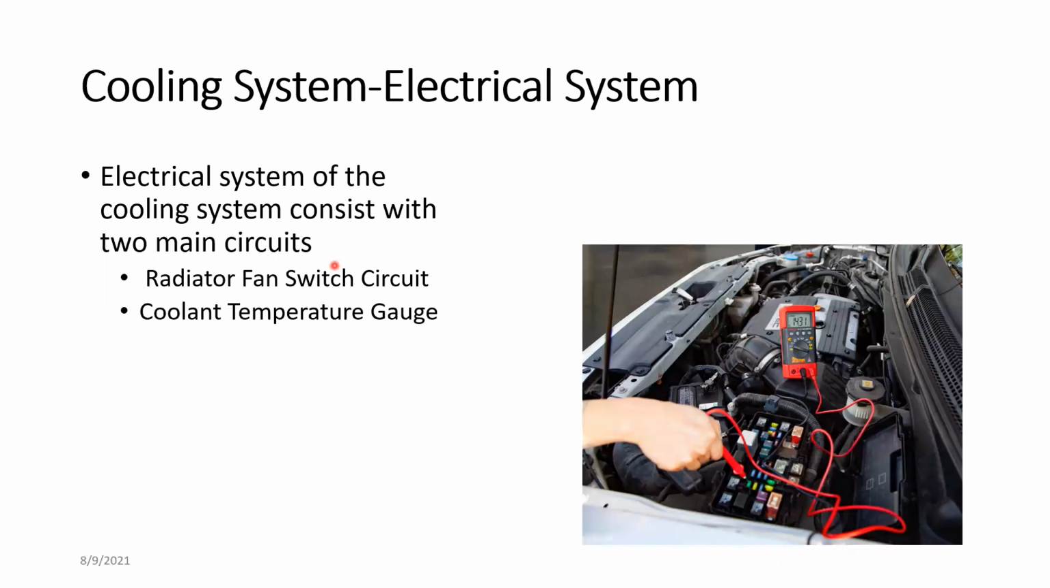Next I'll move into the cooling system electrical part. Basically, there are two electrical sections related to this, the basic electrical systems, not the advanced ones. Number one is the radiator fan switch, that means the radiator fan switching on and off circuit, and number two is the coolant temperature gauge, which shows you the temperature of the engine itself. Those are the two most important parts.